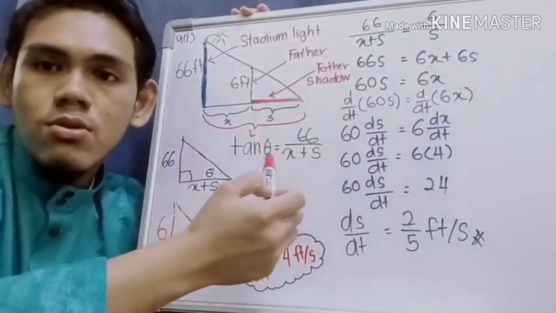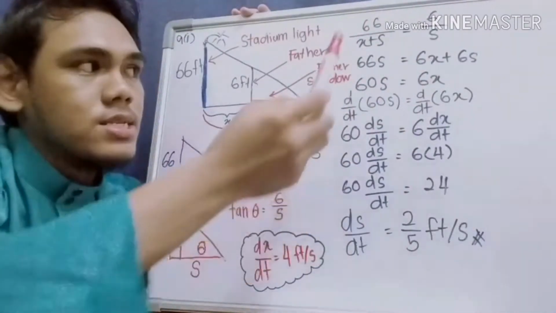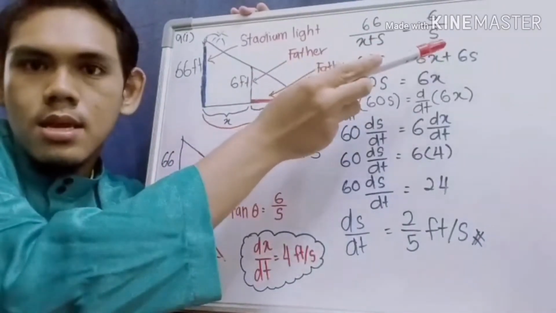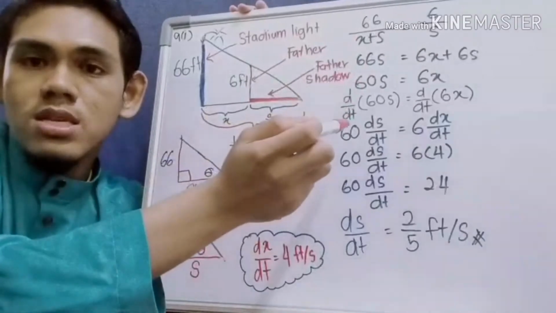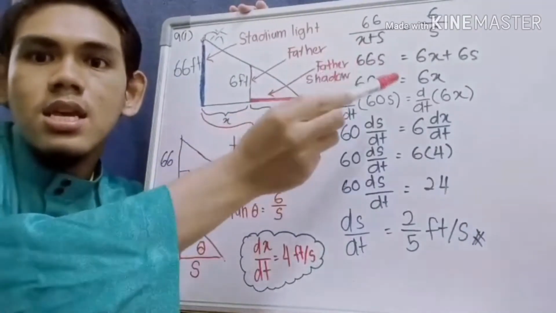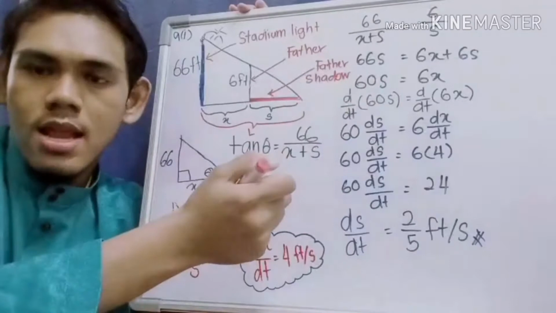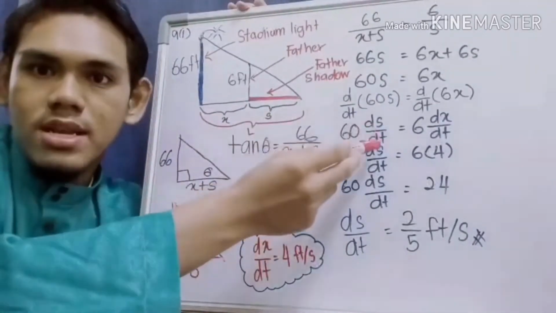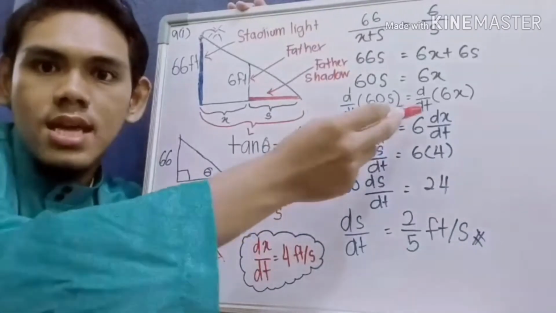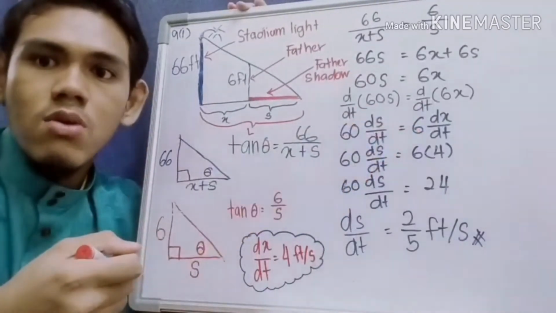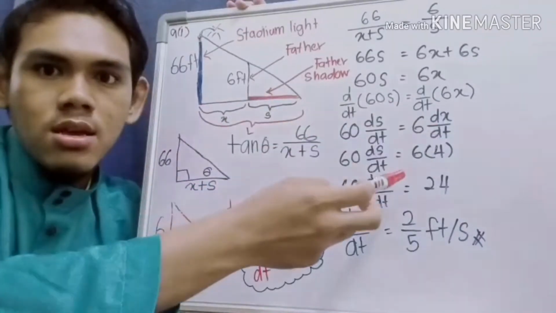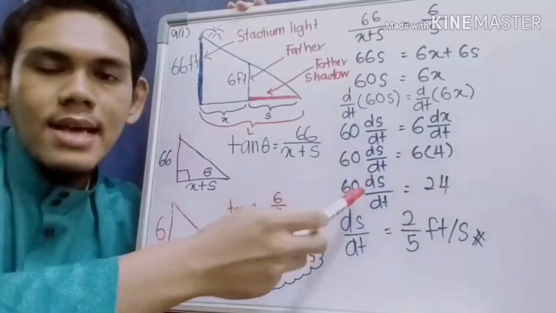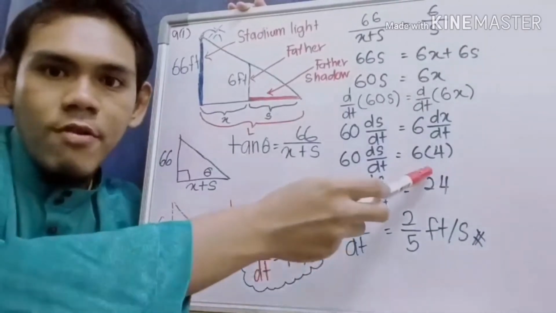Then we do cross multiplication and we get 66s equal to 6x plus 6s. Then we simplify and we get 60s equal to 6x. Then we differentiate both sides and we get 60 ds over dt equal to 6 dx over dt. Then we substitute dx over dt with 4 and we get 60 ds over dt equal to 24.